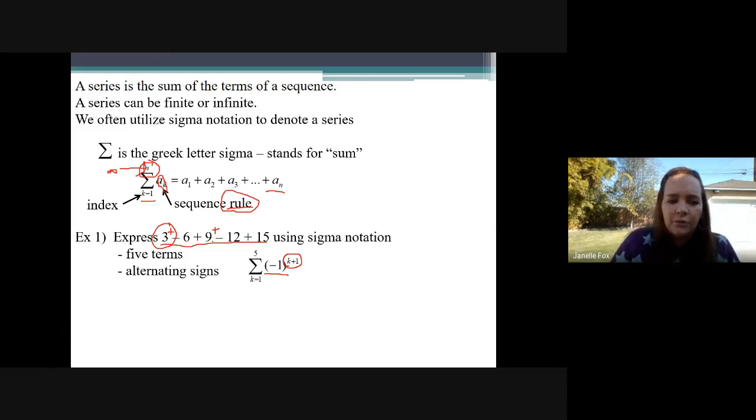And then we have to figure out the rule. Ignoring the positives and negatives, just focus on the numbers 3, 6, 9, 12, 15. Doesn't that look like multiples of 3? I think so. So our rule is going to be 3k. And that's the answer. The answer is the notation.